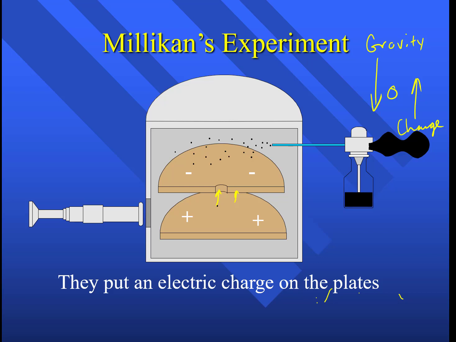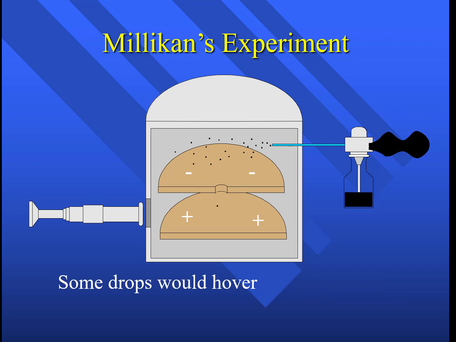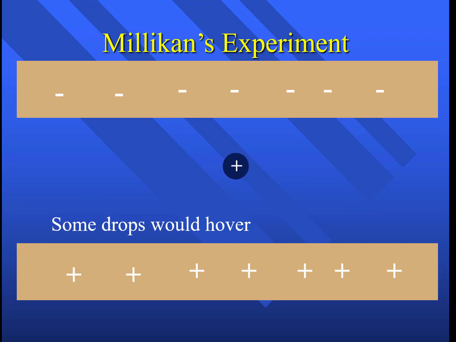And he could adjust the charge. He could turn a dial on that charge, give it more charge or less charge. And by adjusting the dial, he could make some drops hover. He could catch the drops. They would hover because the force of gravity has to equal the force of the charge. That's how this is all set up.